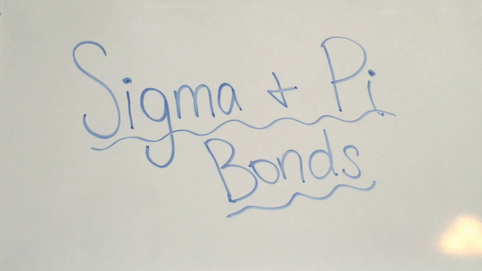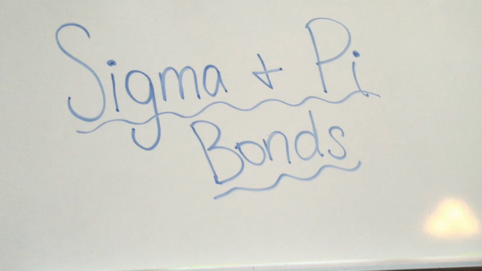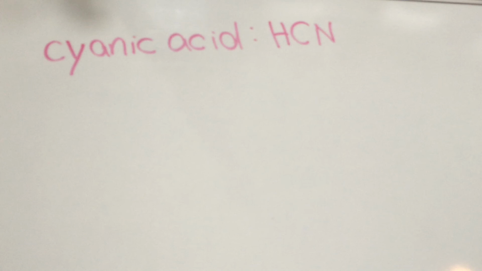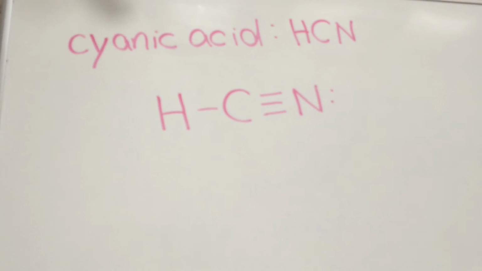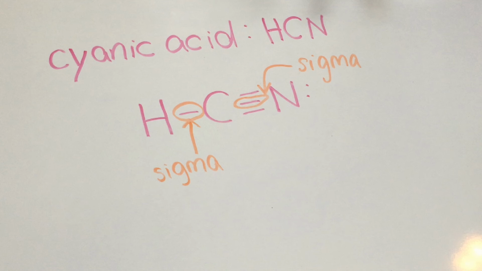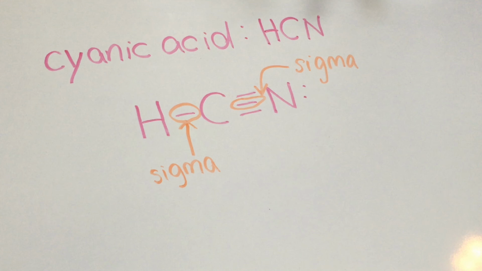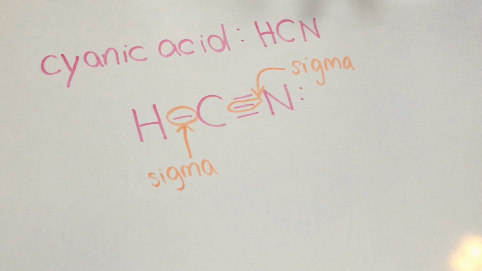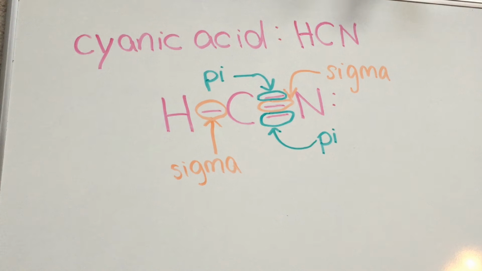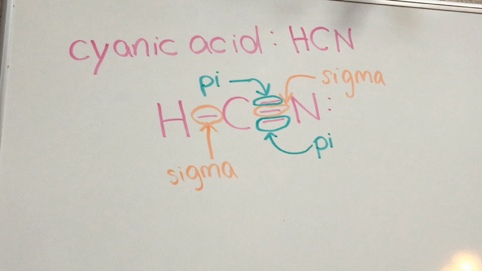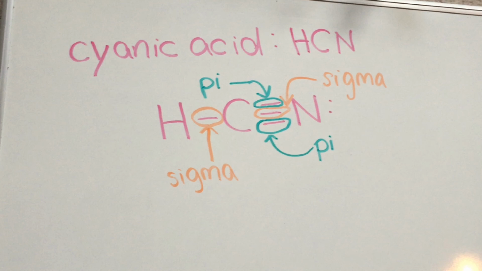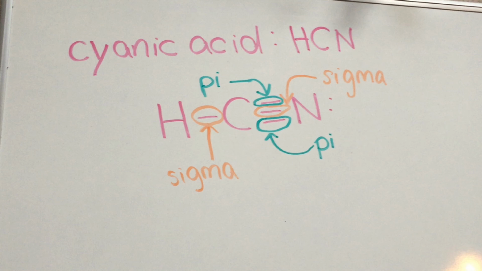Sigma versus pi bonds. Cyanic acid contains both sigma and pi bonds. Sigma bonds are present between every pair of bonded atoms. They are always the first and strongest bond formed. Without a sigma bond, a pi bond cannot be formed. Pi bonds wrap around the sigma bonds and make the atoms less flexible and unable to rotate. Sigma bonds also have a larger bond energy than pi bonds, making sigma bonds harder to break.